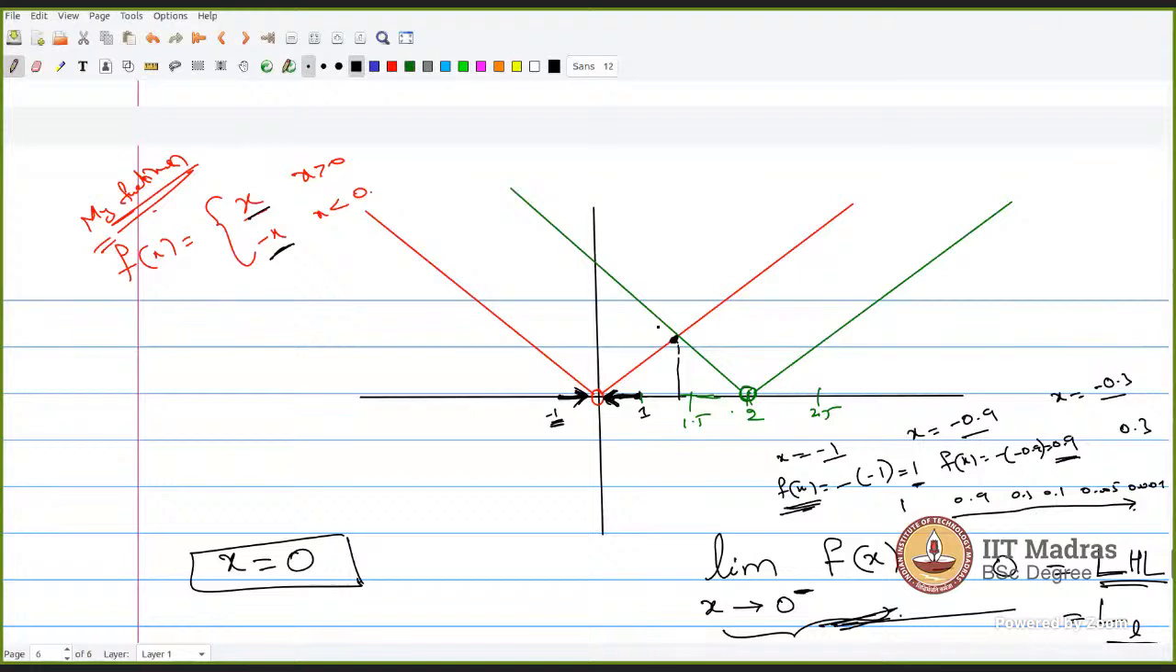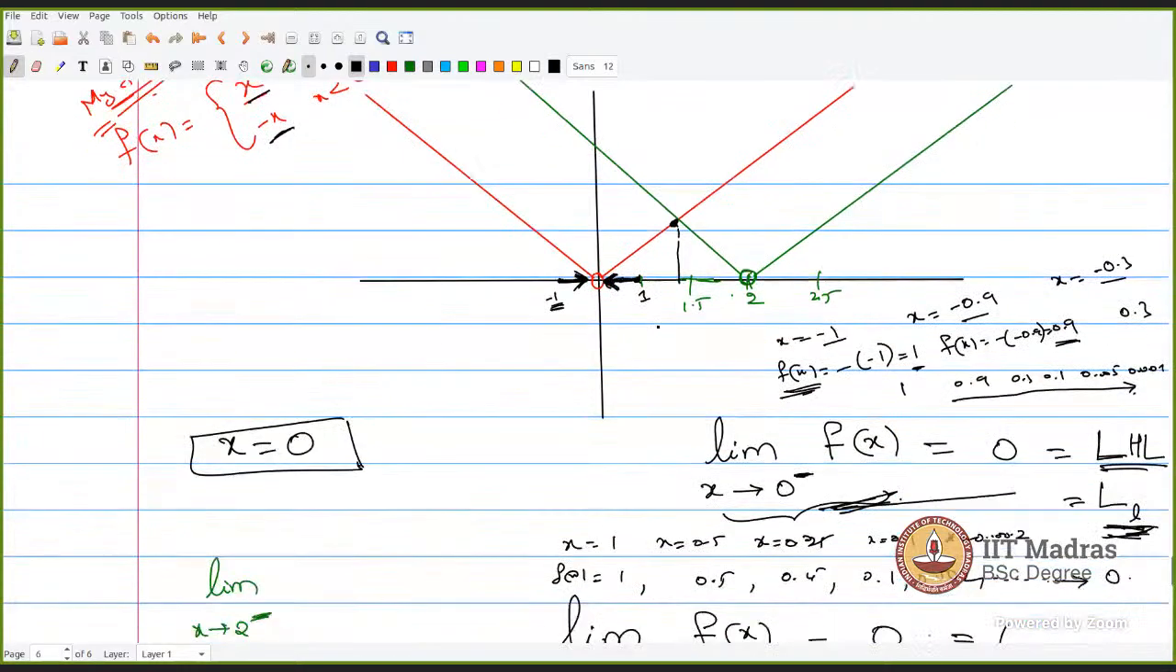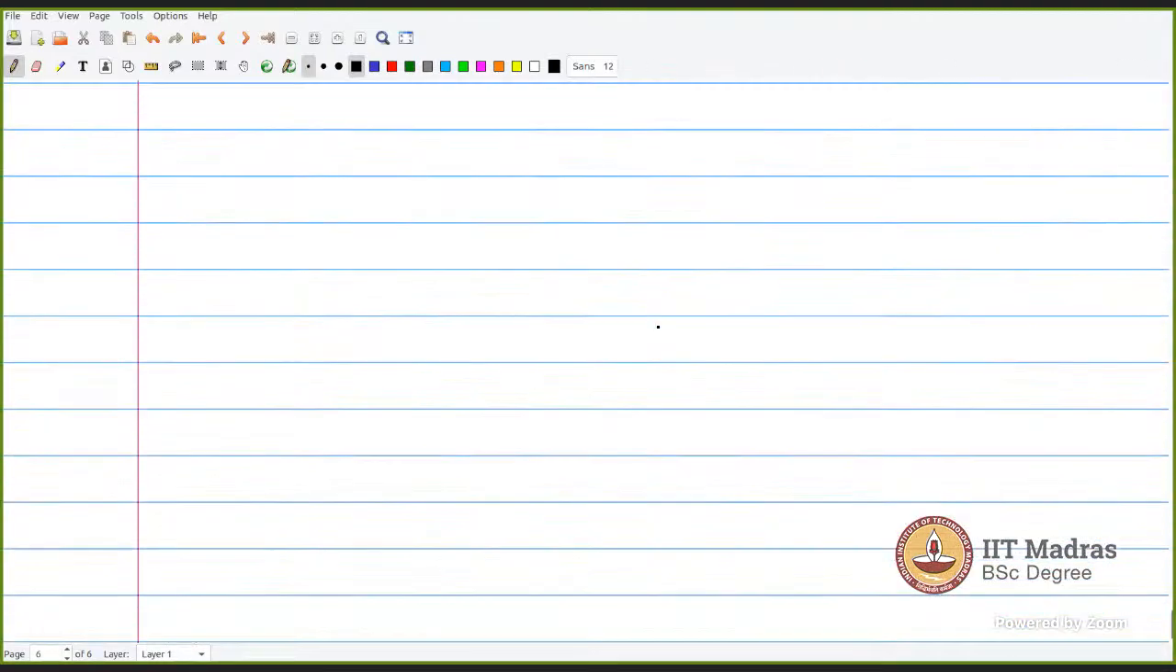In our lecture, the words periodic function and oscillating function came. That is about the sine and cos.